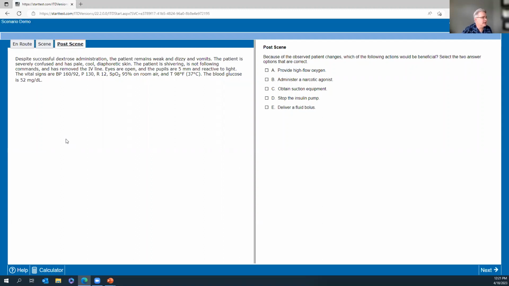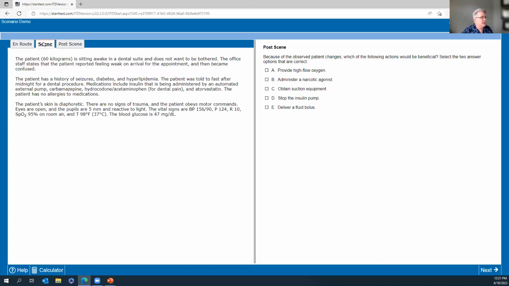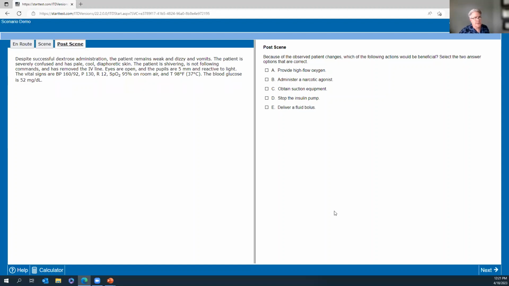The vital signs now are 160/92, pulse 130, respiration is 12, SpO2 is 95%, and the temperature is 98, and the blood glucose, despite that administration, is only up to 52, which if you remember on scene, it was 47. So it's come up a little bit, but not much. So let's go answer the questions.